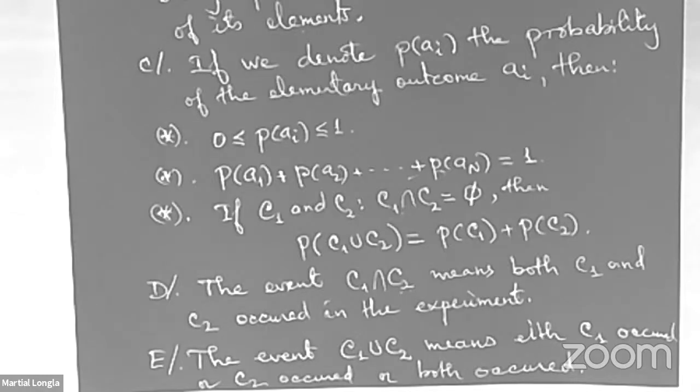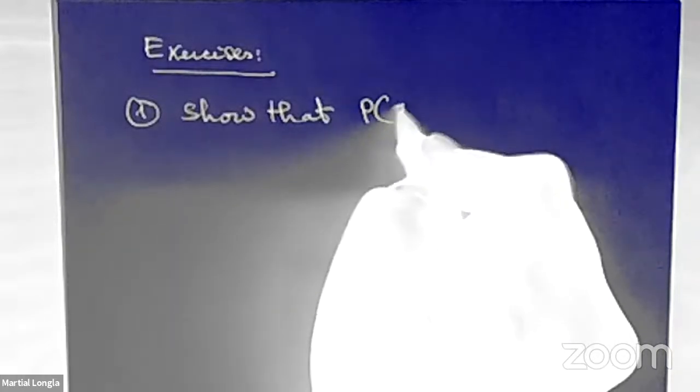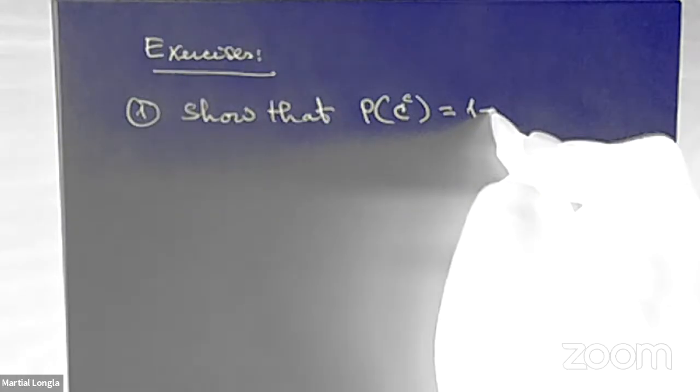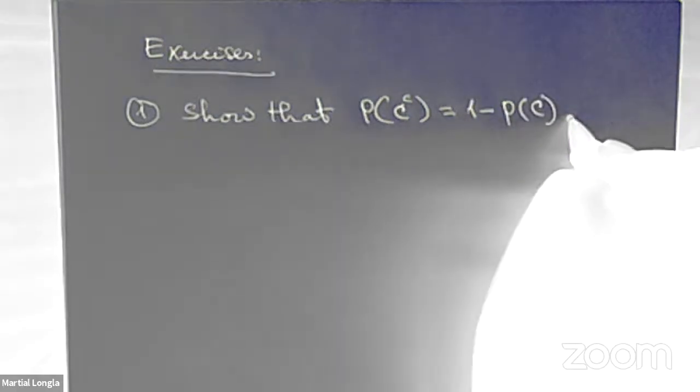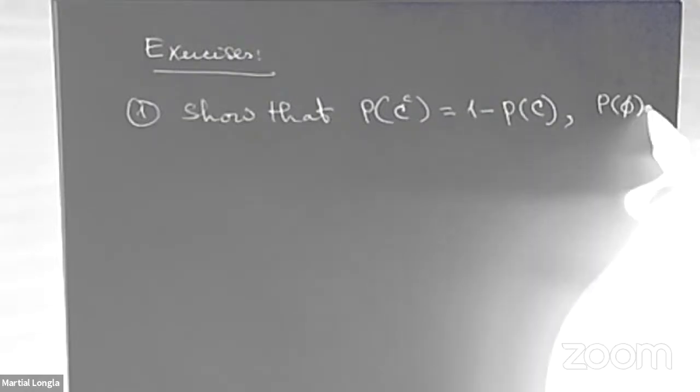I see a couple of exercises again on the notions that I've introduced. One, show that the probability of the complement of a set is 1 minus the probability of the set itself. And then, show that the probability of the empty set is 0.